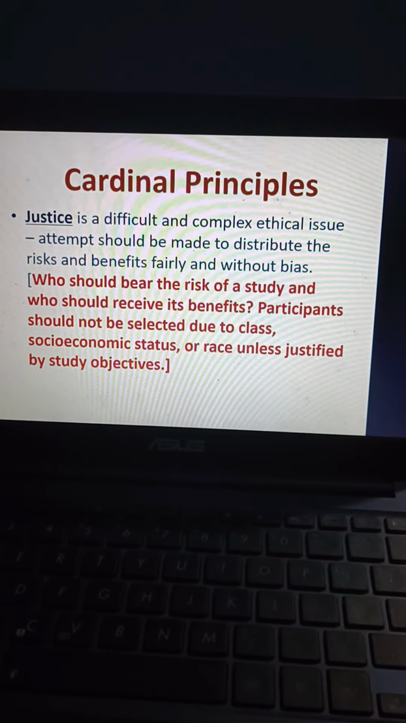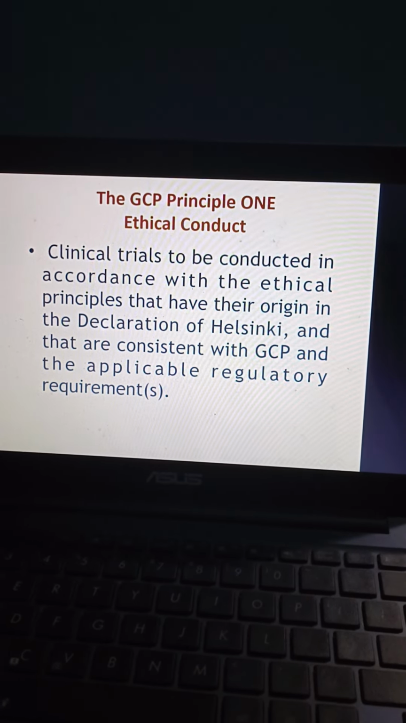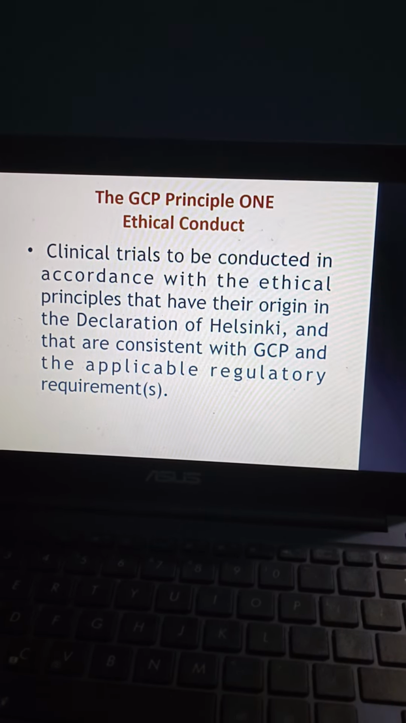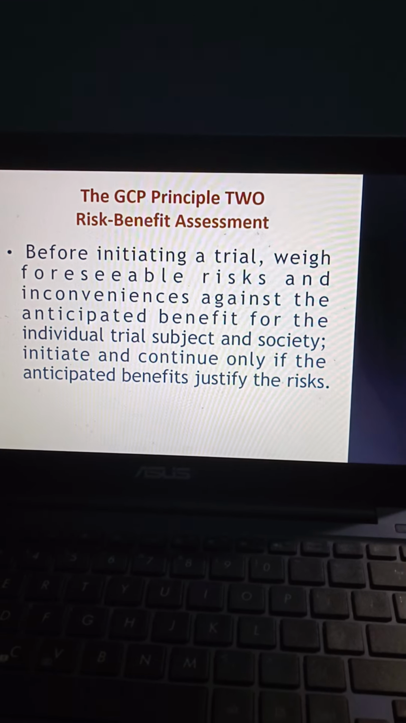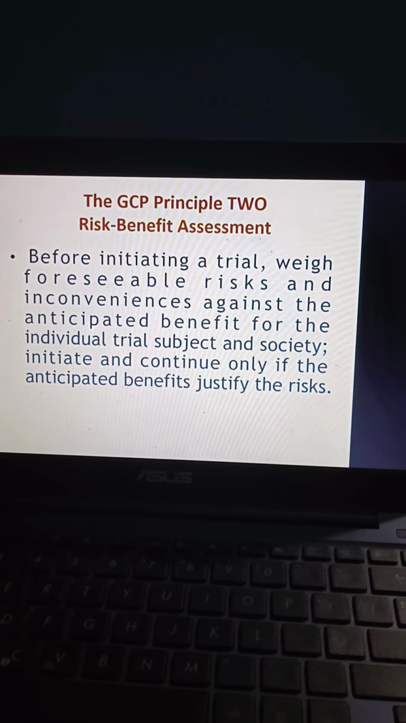Then GCP principle 1, ethical conduct. Clinical trials are to be conducted in accordance with the ethical principles that have their origin in the Declaration of Helsinki and that are consistent with GCP and the applicable regulatory requirements. GCP principle 2, risk benefit assessment. Before initiating a trial, weigh foreseeable risks and inconveniences against the anticipated benefit for the individual trial subject and society. Initiate and continue only if the anticipated benefits justify the risks.